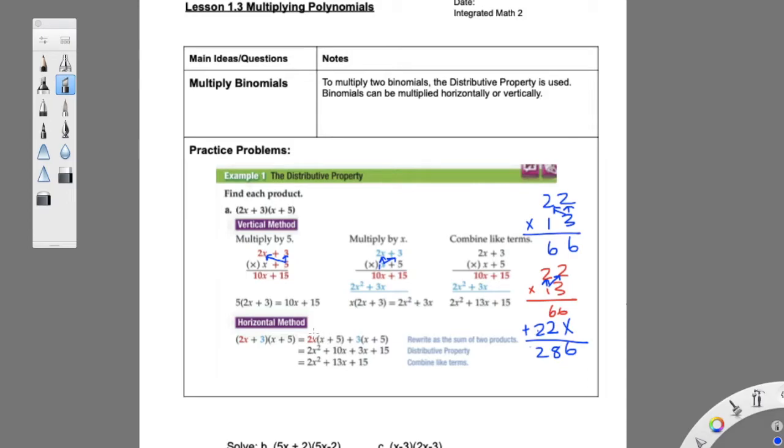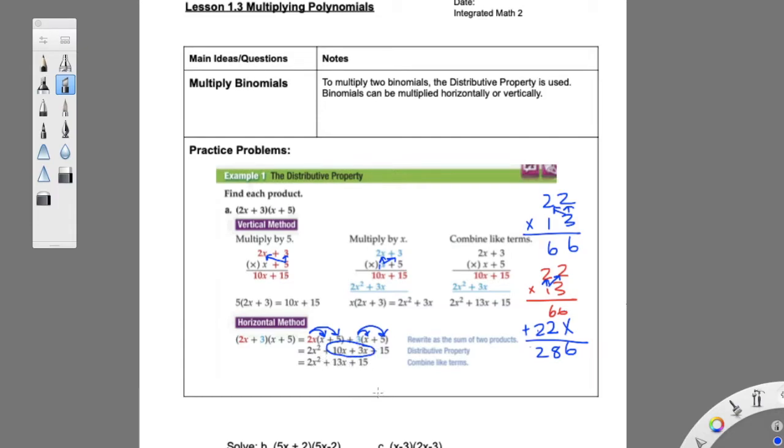So they distribute. 2x times x gets us 2x squared. 2x times 5 gets us 10x. 3 times x gets us 3x. 3 times 5 gets us 15. So we distribute those multipliers, and then we combine the like terms, which again here are in the middle. So we end up with 2x squared plus 13x plus 15.